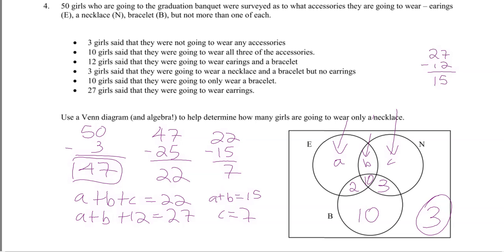But at the same time, we know that 27 are going to wear earrings, so A plus B plus these 2 guys plus 12 has to be 27. So when you subtract 12, A plus B is 15. If A plus B plus C is 22, then C is 7. And the answer, how many are going to only wear a necklace, is 7. And we don't know how these guys are split up. There's not enough information. But that doesn't matter if all we were answering is that.